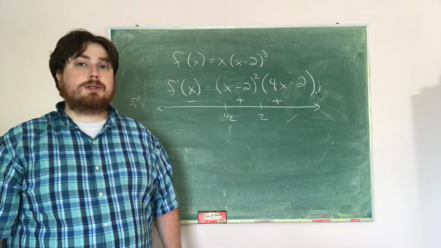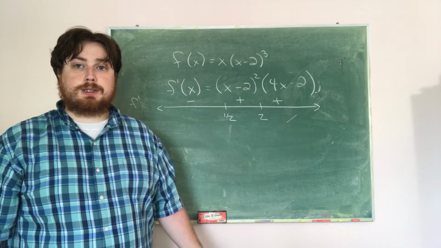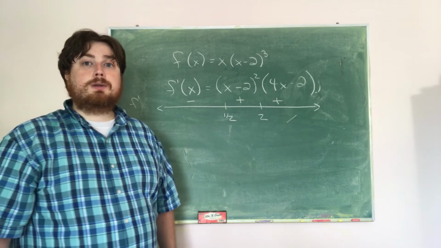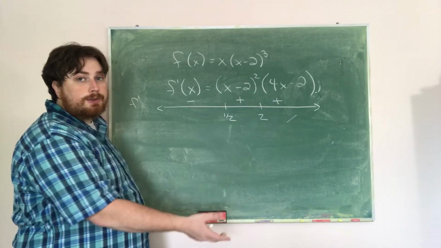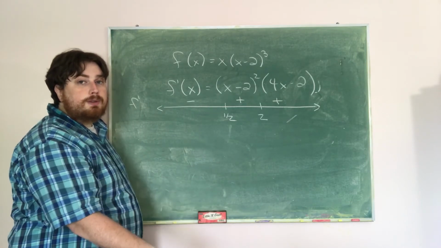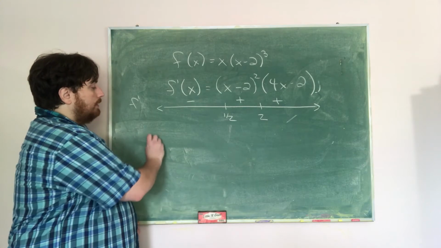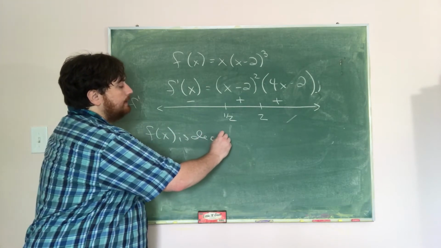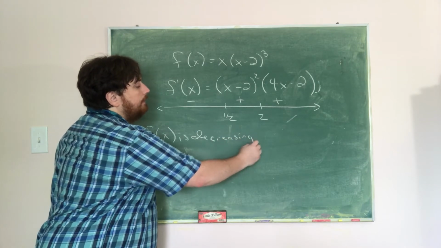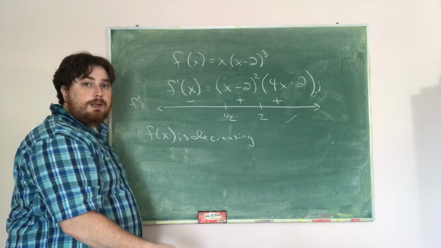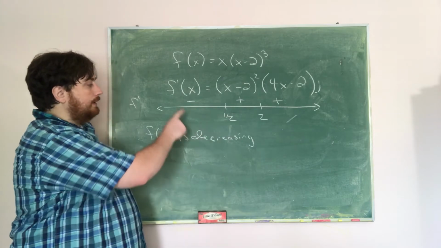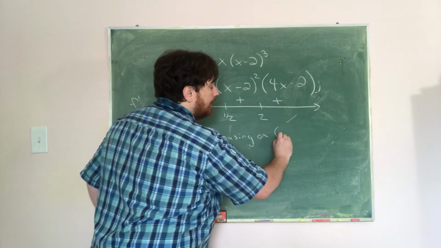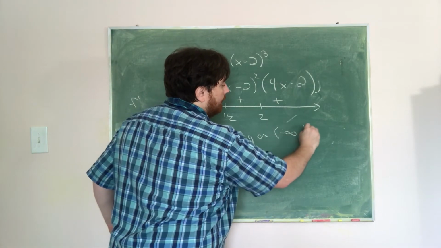So now if we recall, our original question was to find the intervals of increasing and decreasing, our critical points, and our extrema. So what I'm going to do is say, okay, well let's take this and start answering those questions. Where is my function decreasing? Well, f of x is decreasing whenever the derivative is negative. So what we find is that the derivative is negative on the interval, negative infinity to 1/2. So I'm going to say that it's decreasing on the interval, negative infinity to 1/2.